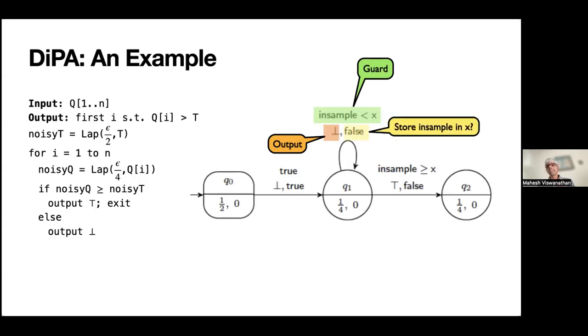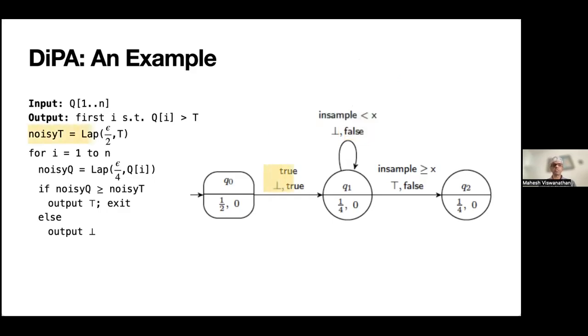And then there is the decision of whether you're going to store the sample value in your variable X or not. So that's a Boolean value. In this case, it's false, which indicates that you've chosen not to store the value. Okay, so let's just walk through this program and see how it corresponds to the automaton.